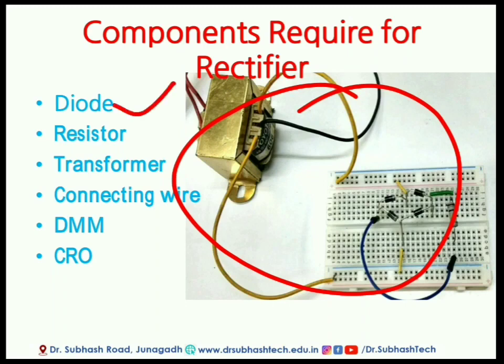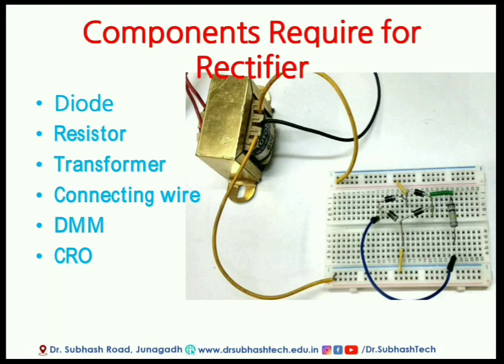We also need diode, resistor, transformer, connecting wire, and a DMM. DMM is nothing but a digital multimeter. If we want to measure the output and input voltage, then a DMM is required. Then a CRO, cathode ray oscilloscope. Using this CRO we can check our output waveform, so we can check the positive as well as the negative half cycle.